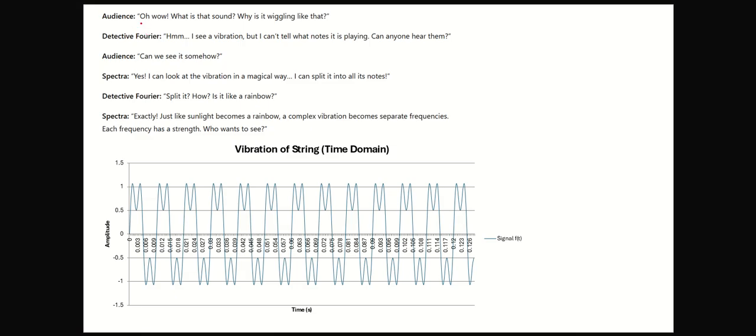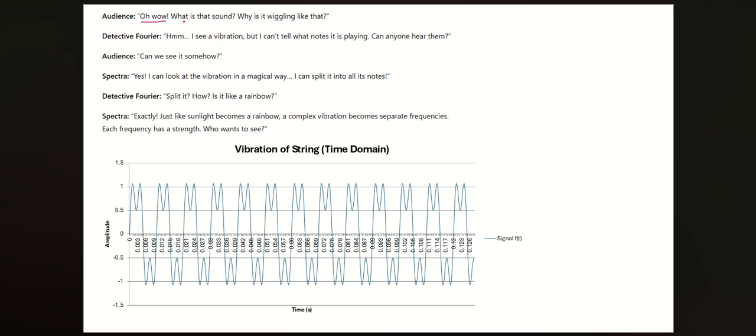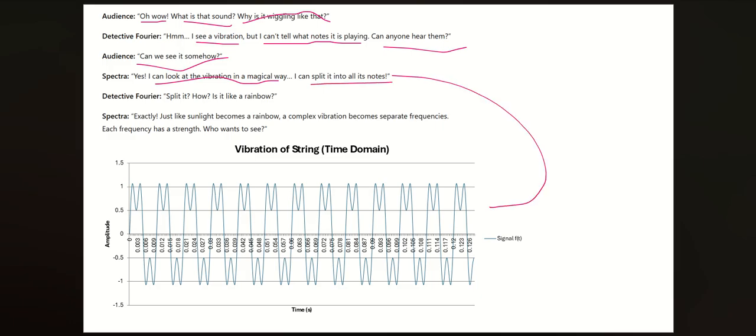So we will discuss it like a group discussion. Oh, wow, what is that sound? This is the sound, basically they say a signal. Why is it wiggling like that? I see a vibration, but I can't tell what note it is playing. Can anyone hear them? Can we see it somehow? Yes, I can look at the vibration in a magical way. I can split it into all its notes.